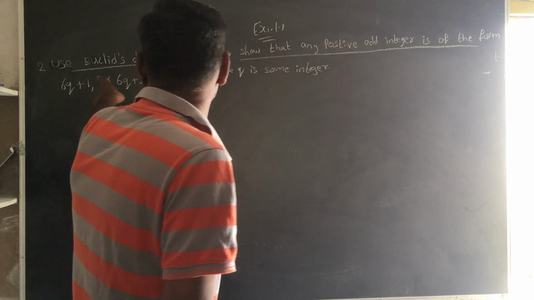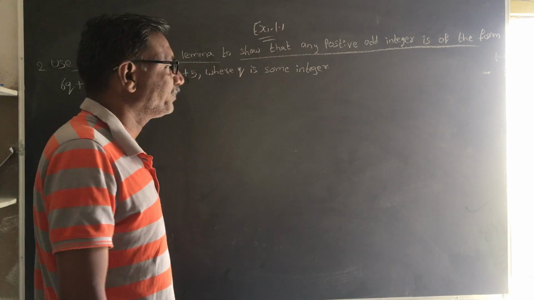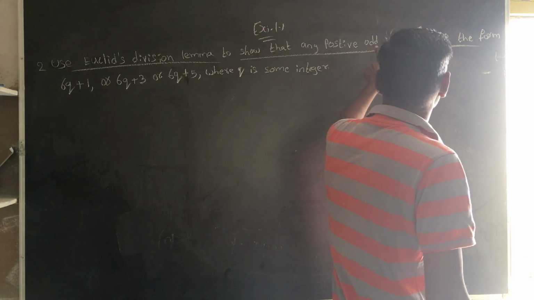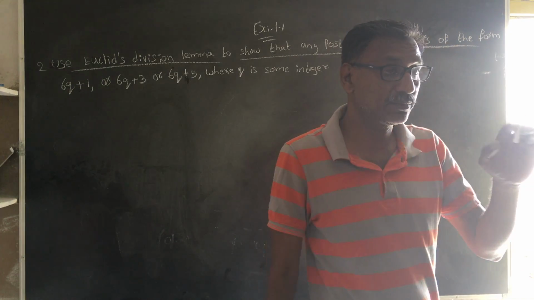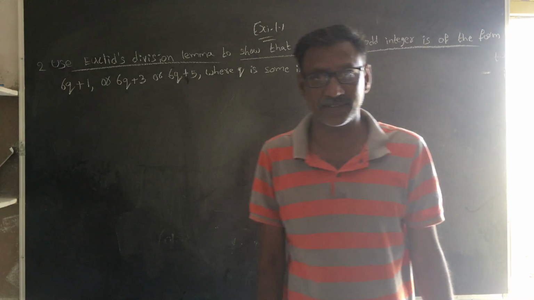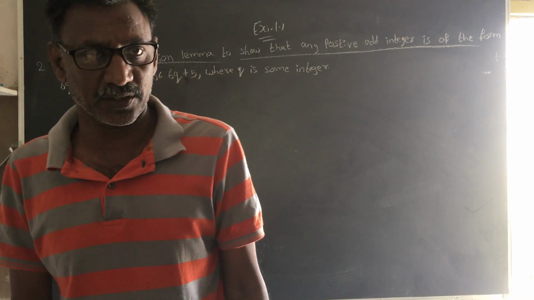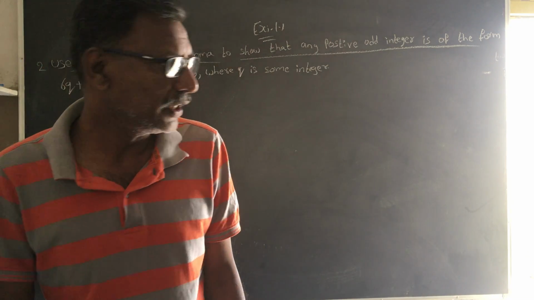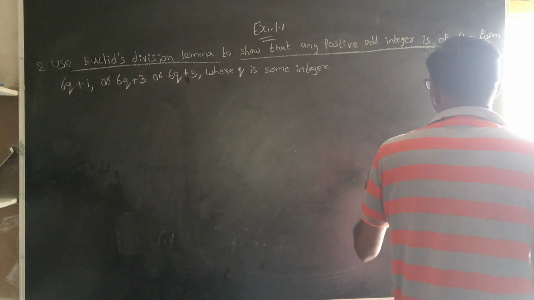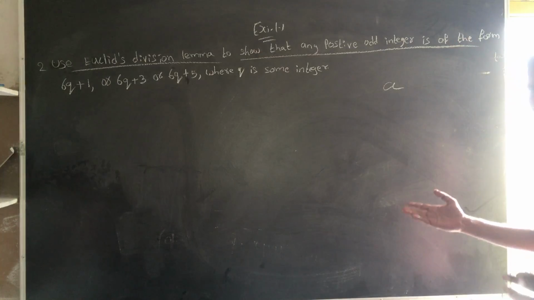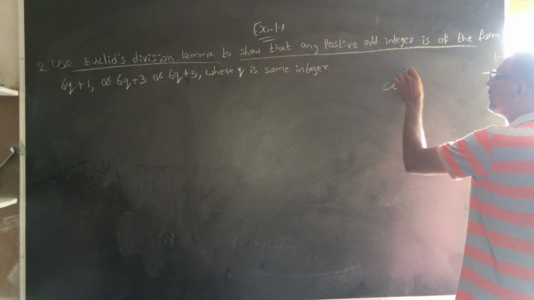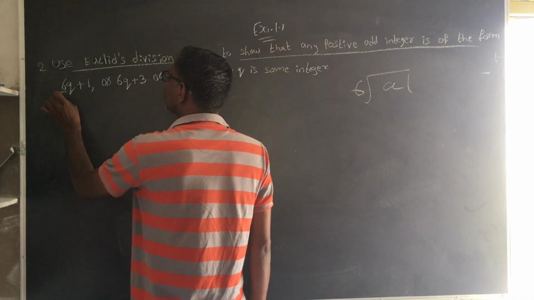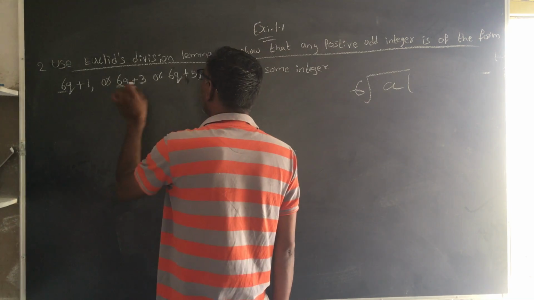By observing here, using the division algorithm, any positive odd integer is in the form of 6q plus 1, 6q plus 3 and 6q plus 5. First I start with the division algorithm. Suppose a is any positive integer. If a is divided by 6, because see here, 6q plus 1, 6q plus 3 and 6q plus 5.